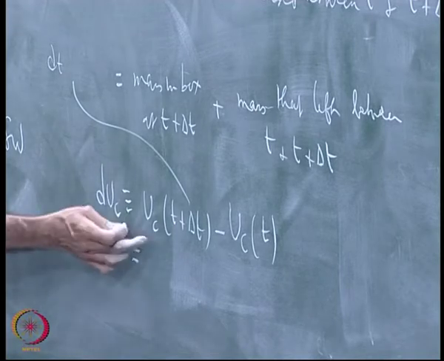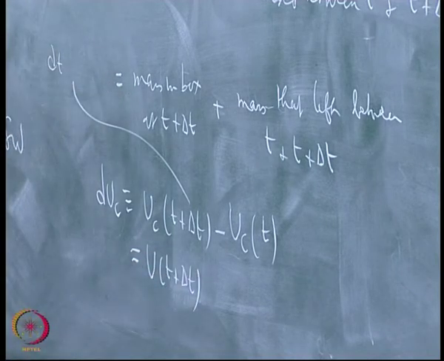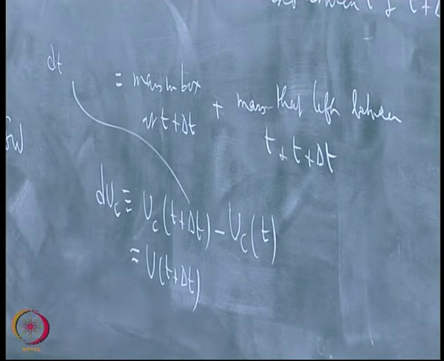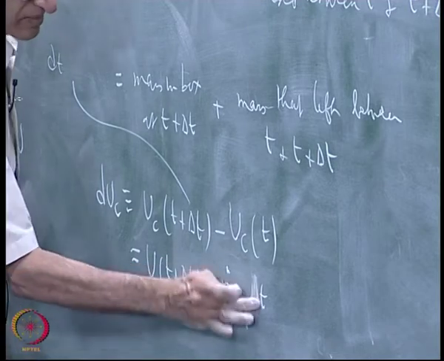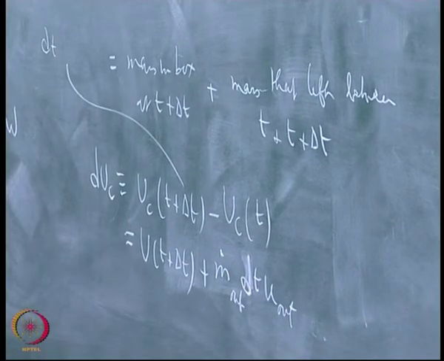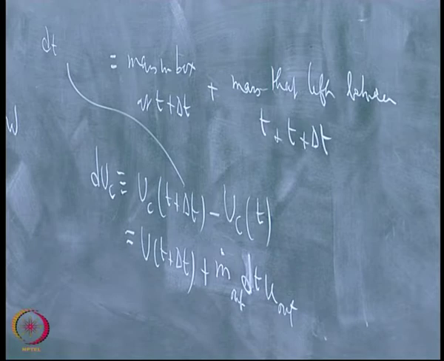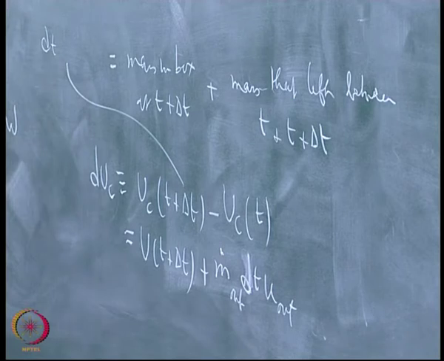What is this equal to? U closed system at t plus delta t is U of the open system at t plus delta t. For the open system, which is my system of interest, I do not put any subscript. Plus mass that left. What is the mass that left? It is the rate at which mass is leaving, m dot out, times dt, into u. This small u is the specific internal energy of the mass that is leaving, which means it is the internal energy per unit mass. m dot times dt is the total mass that left. That multiplied by internal energy per unit mass, minus, this is the first part.